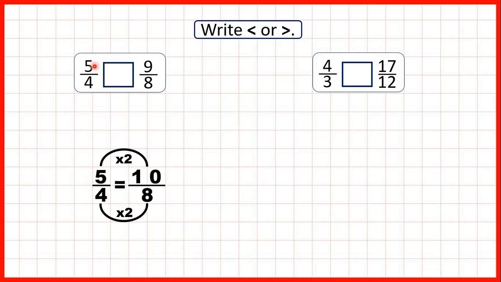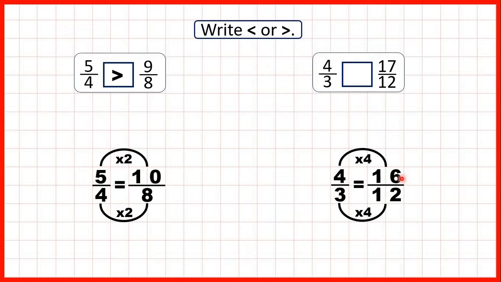So, because 5/4 is equivalent to 10/8, we know that it must be larger than 9/8. Now we're comparing 4/3 and 17/12. 12 is in the 3 times table, so we can find a fraction equivalent to 4/3 with a denominator of 12. 3 times 4 is 12, and 4 times 4 is 16. That's less than 17, so we know that 4/3 is less than 17/12 because 4/3 is only equivalent to 16/12.